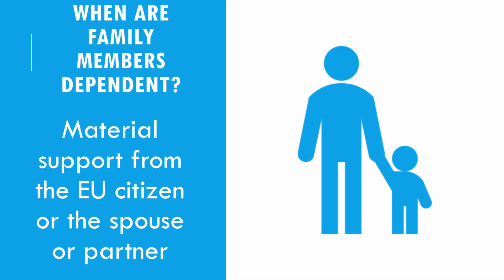Earlier, we said that the only persons that are regarded as family members without conditions are the spouse and children under 21 of an EU citizen or of their spouse. On the contrary, children over 21 and parents only enjoy free movement as family members of an EU citizen or of the spouse of an EU citizen when they are dependent. So, when are family members regarded as dependent? In principle, this is when their material support is provided by the EU citizen or by the spouse or partner of the EU citizen. Let's look at some practical examples to clarify the free movement rights enjoyed by family members.